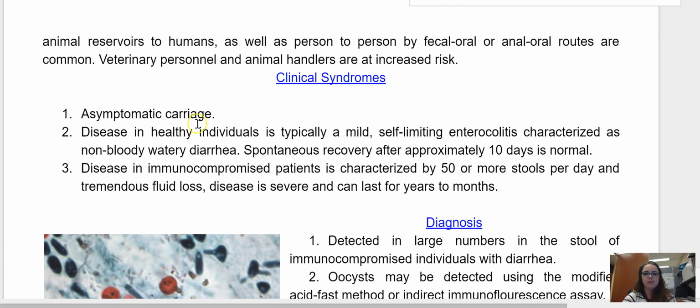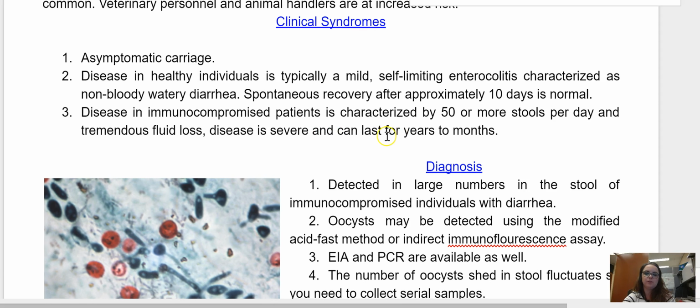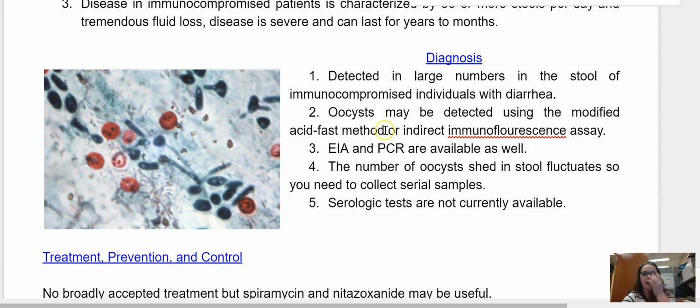Once again, we're going to see disease. It's mainly diarrhea in healthy individuals. Spontaneous recovery after about 10 days is pretty normal. You can see more severe disease in your immunocompromised patients, and that disease can last for years, so it's a big problem for them. You're going to detect it using an acid-fast staining method.